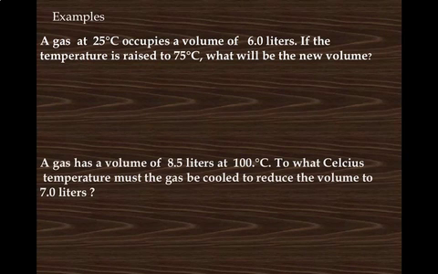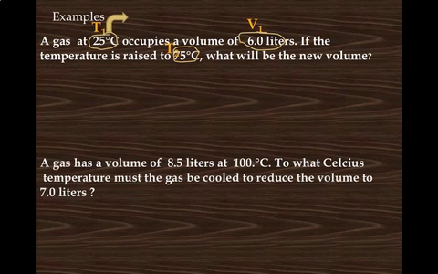So let's look at an example. A gas at 25 degrees occupies a volume of 6 liters. If the temperature were raised to 75 degrees, what will be the new volume? So 25 degrees, that's my first temperature. 6 liters, that's my first volume. Those two go together. Second temperature is 75 degrees, and we want to find the new volume.